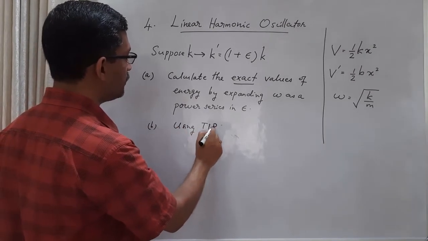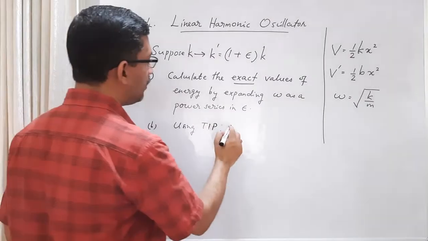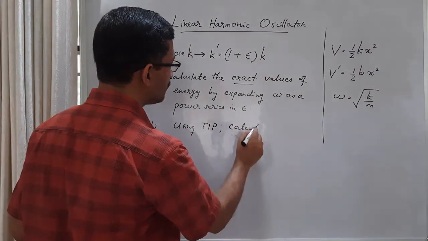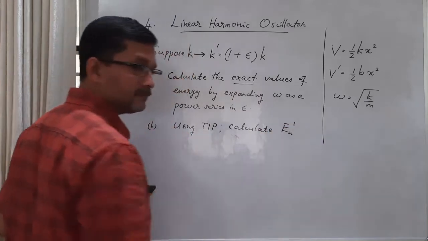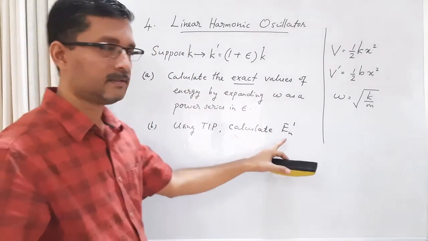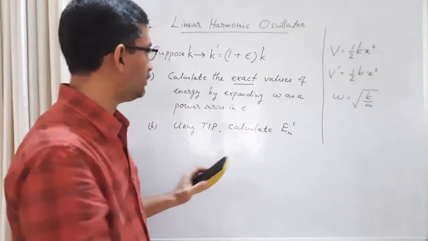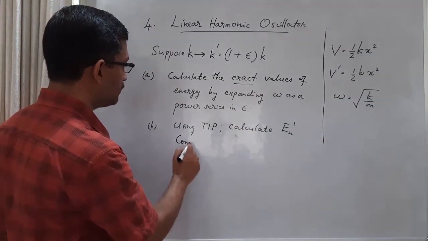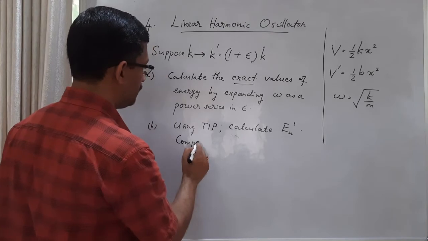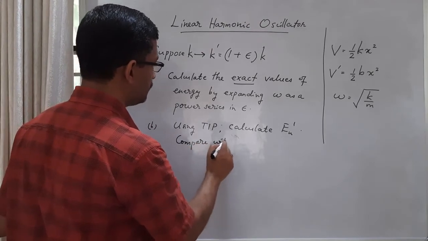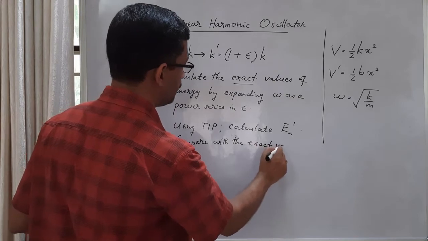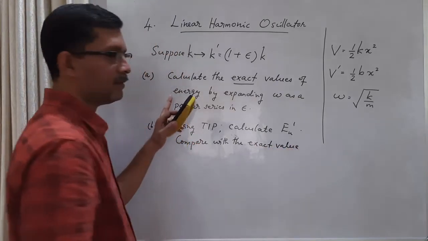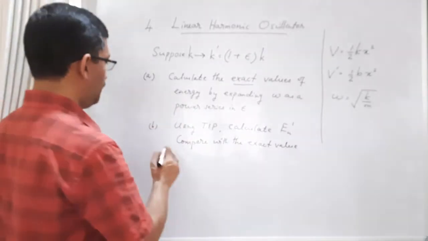Using time independent perturbation theory, calculate the first order correction in energy of the nth state and compare with the exact value obtained in part A.